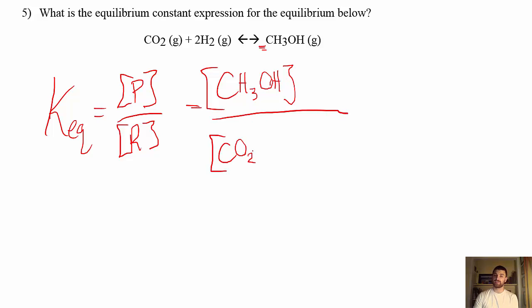So the concentration of CO2, its coefficient is 1, so I can leave that blank, and then the concentration of H2, and it has a coefficient of 2 in front of it, so I gotta square it. That's all that is.